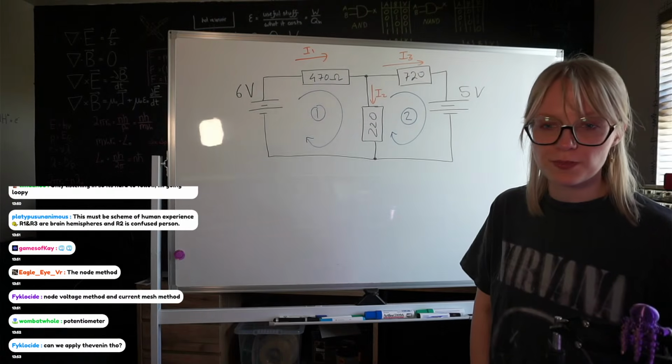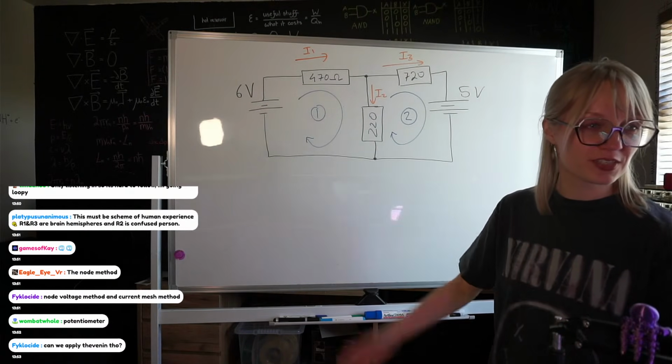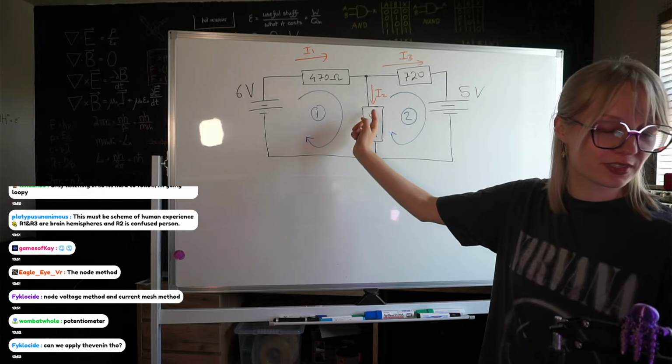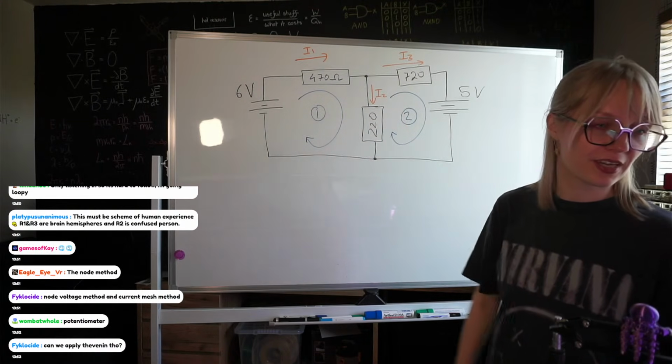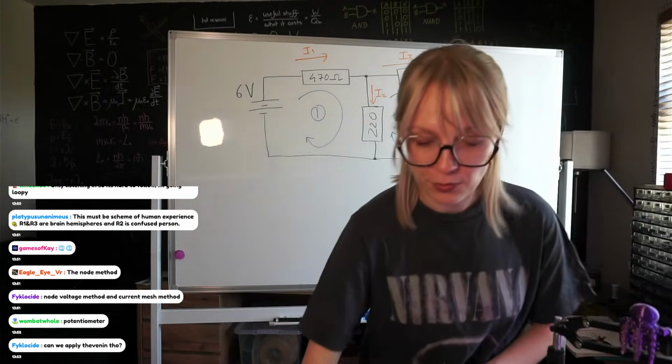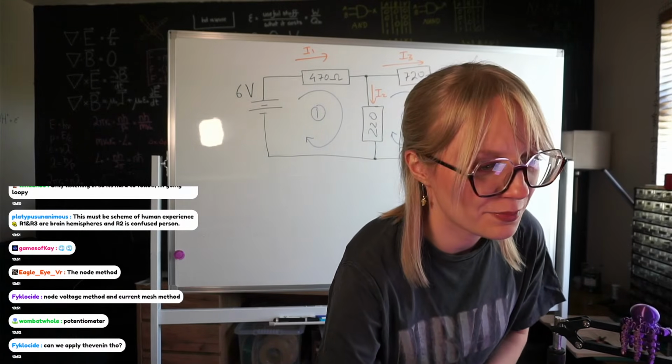Alright, I'll give you a moment to solve this if anyone is interested in trying. Basically your goal is: what is the current I1? What is the current I2? What is the current I3? Based on the diagram I've drawn. So if you want to challenge yourself, feel free, and I'll be back in a little while.